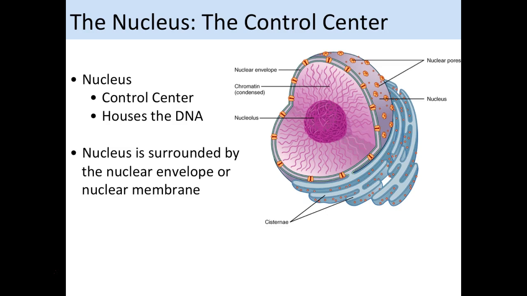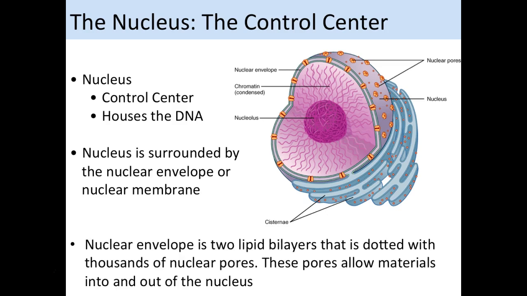The nucleus is surrounded by a structure called the nuclear envelope or the nuclear membrane. The nuclear envelope is two lipid bilayers that is dotted with thousands of nuclear pores. The function of the nuclear pore is to allow material into and out of the nucleus.